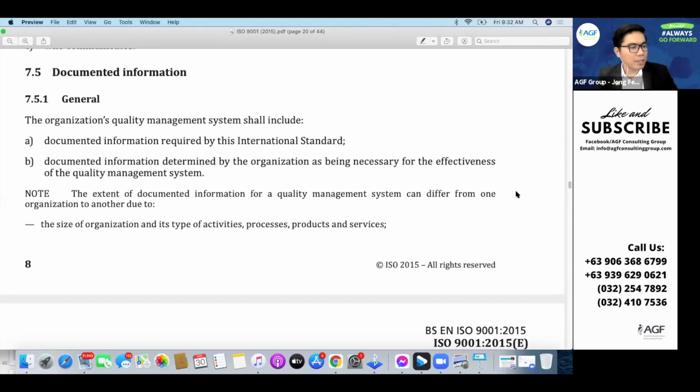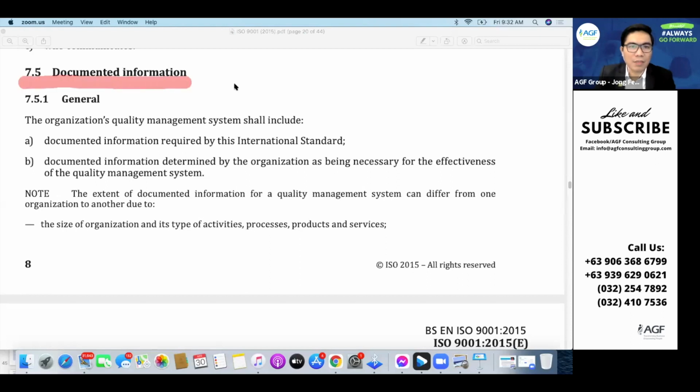Now, I hope you can see my screen there. I'm showing to you the standard itself to explain to you further. So earlier I was talking about what should be documented. Now, 7.5 is documented information as far as ISO 9001:2015 is concerned. So this is the standard, right? This is the ISO 9001:2015. Look, this is what I was talking about. In 7.5, by the way, this is the exact clause in the ISO 9001 that says how do you manage your documentation.